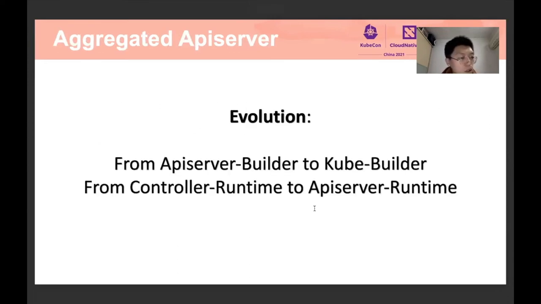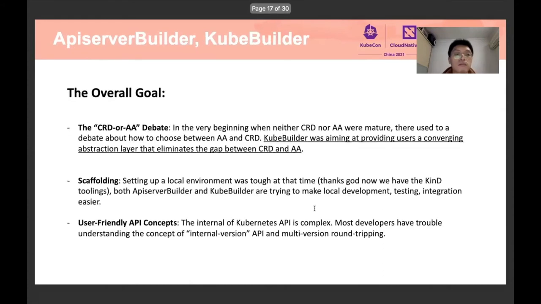And let's move on to our second part, the evolution of API server to Kubebuilder, from the controller runtime to API server runtime. So in the past, there were big general debates between CRDs and AA. And at that time, CRDs and AA were neither mature, and developers were having trouble getting on board with either technique. So Kubebuilder is actually trying to provide users a converging abstraction layer that eliminates the gaps between CRDs and AA. So the users will just be facing the abstractions provided by Kubebuilder or API server builders, and let the builders do all the dirty things for you.